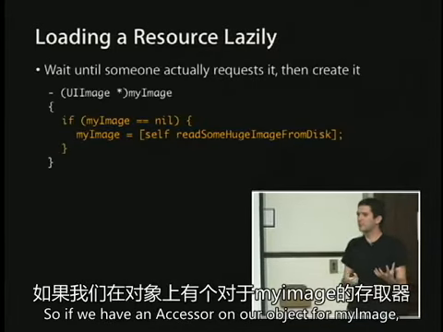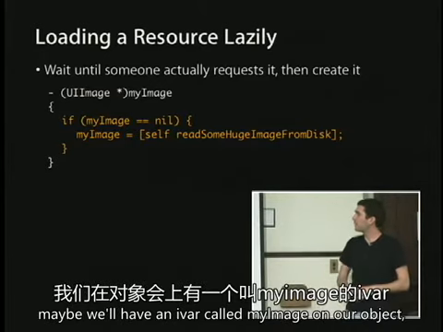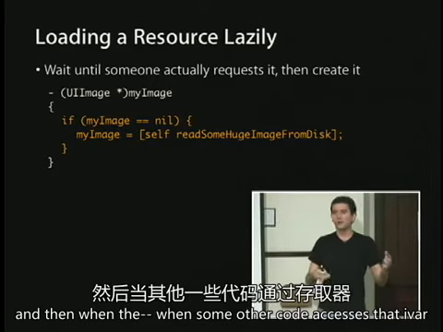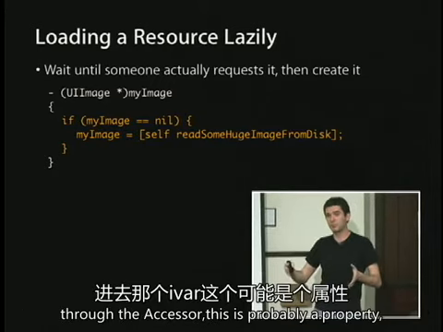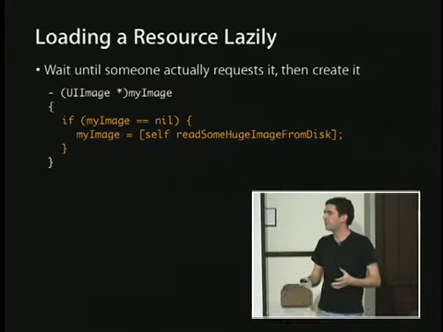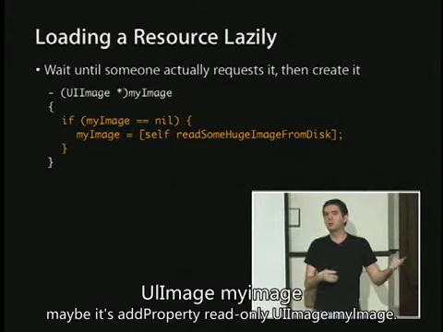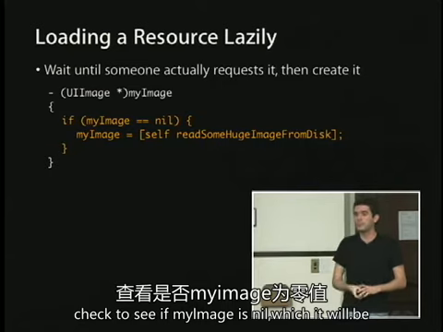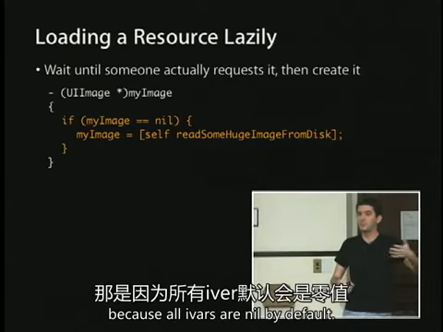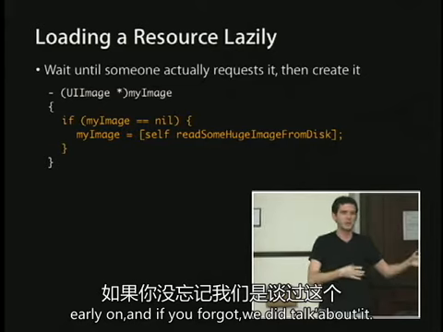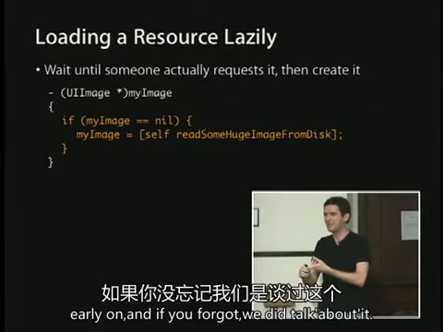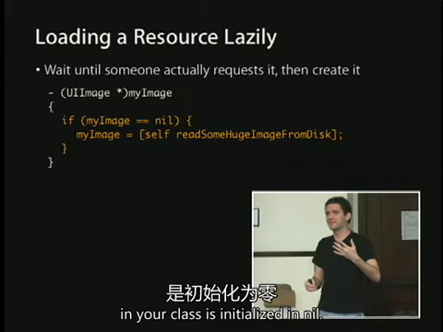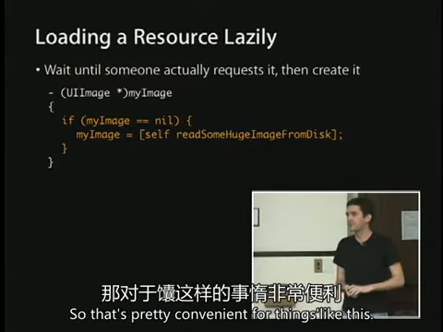So if we have an accessor on our object for myImage, maybe we'll have an ivar called myImage on our object. And when some other code accesses that ivar through the accessor, this is probably a property, and since we don't have a setter, maybe it's @property readonly UIImage myImage. We can implement our own accessor, and in that check to see if myImage is nil, which it will be because all ivars are nil by default. We talked about that early on. Every ivar in your class is initialized to nil, so that's pretty convenient for things like this.